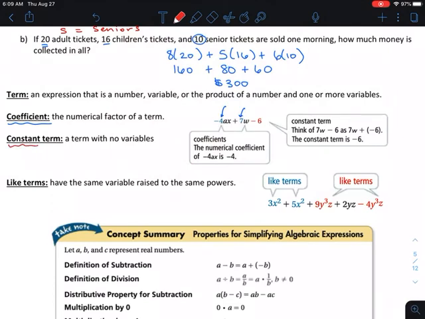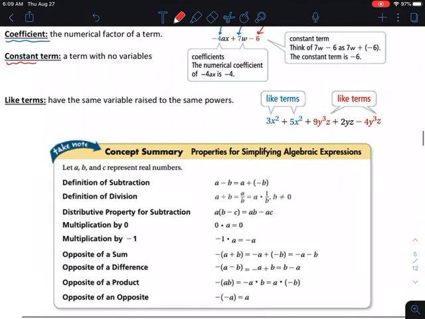Constant, if something is constant or consistent, it is what you expect it to be. It's not changing in any way. So that is a term with no variable. So that's where they have that -6 at the end there is a constant. Like terms have the same variable raised to the same power. Right? I think you guys already know some like term stuff.